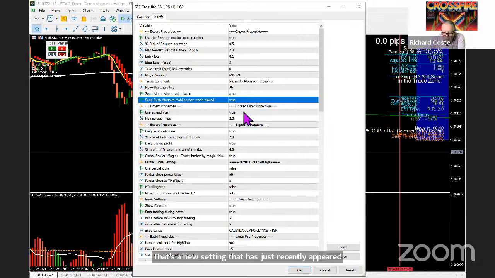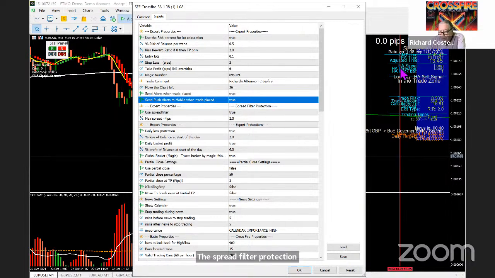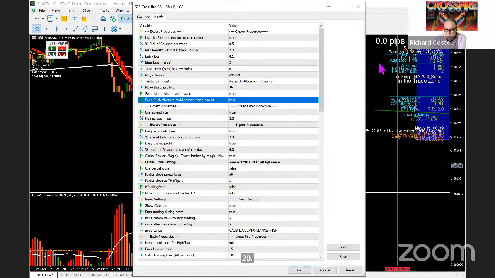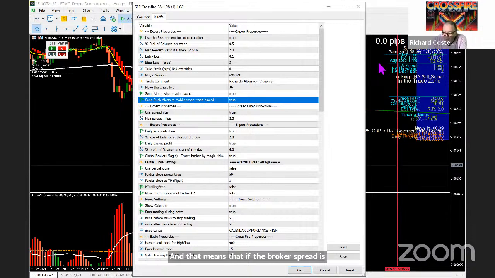The spread filter protection. I've got my maximum spread set to 2 pips. You can see here my spread is shown as 3 or 4, but that's not 3 or 4 pips, that's 0.3 or 0.4 pips. That would need to be 20. And that means that if the broker spread is more than 2 pips, it won't take a trade. It'll keep me out of the trade.